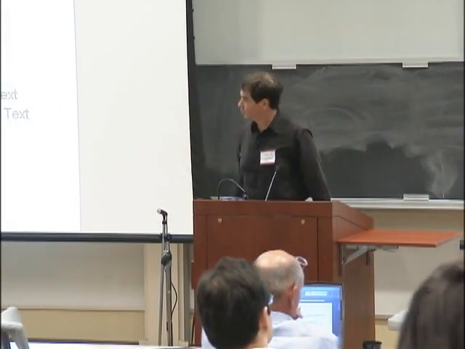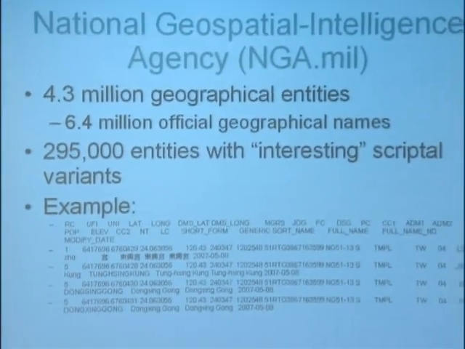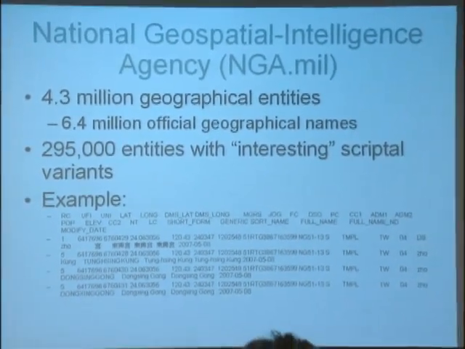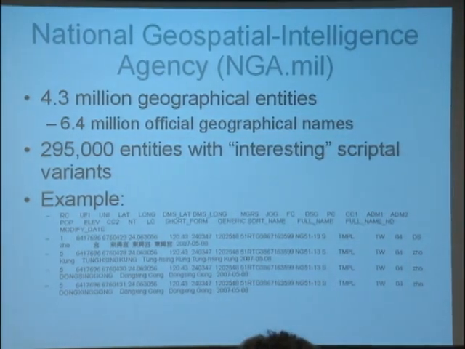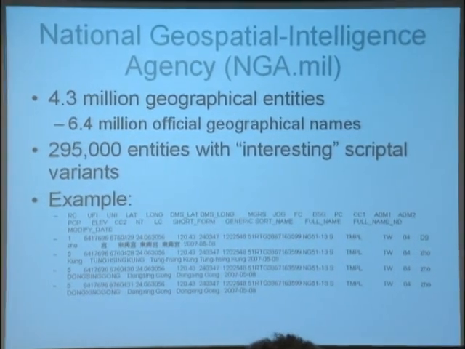Okay, there's lots of corpora that are available. These are some of the corpora that we're looking at using. There's also one source of data for this kind of stuff, which is the set of names from the National Geospatial Intelligence Agency. They have about 4.3 million geographical names.